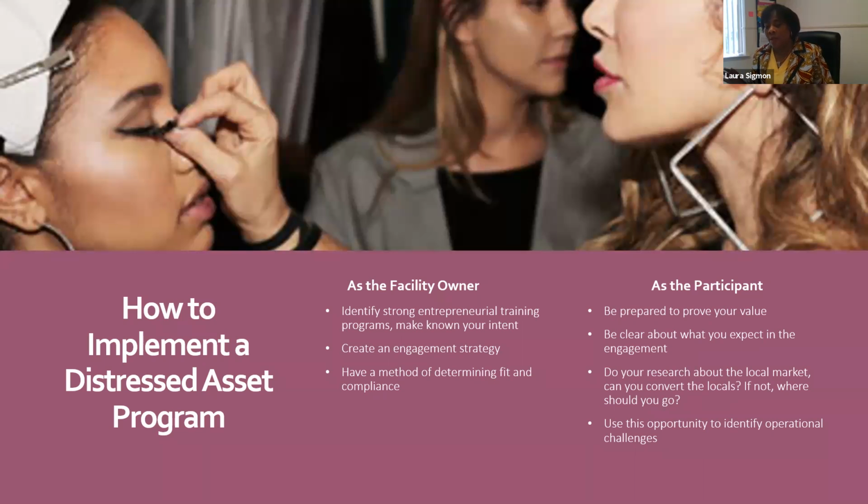Be clear about those. You should not have too many gray areas around what that engagement strategy looks like. Make sure you put a date and time of when it executes and when it completes. Give yourself a back out door in the event that things don't go right. They're not bringing enough foot traffic. You haven't seen increased joint marketing. Have a method of determining fit and compliance as a facility owner.